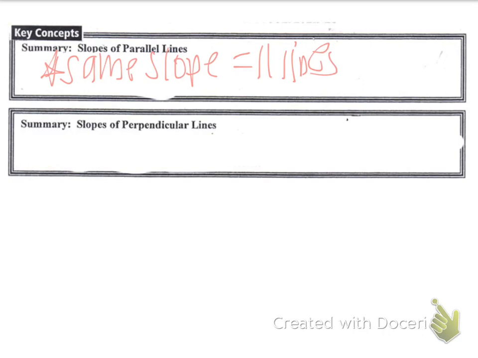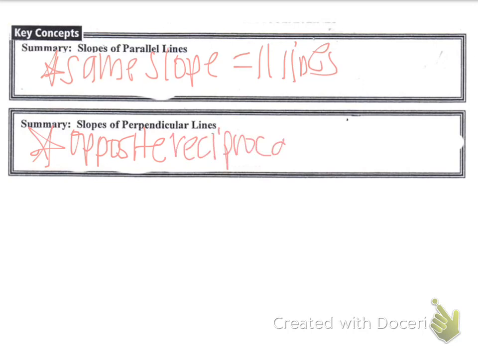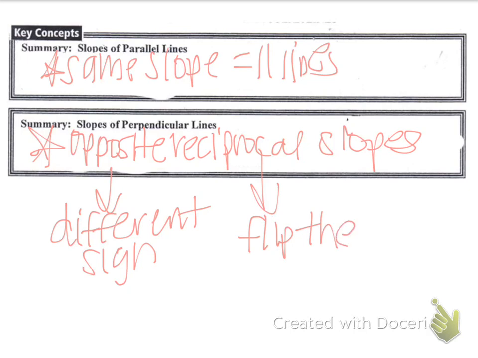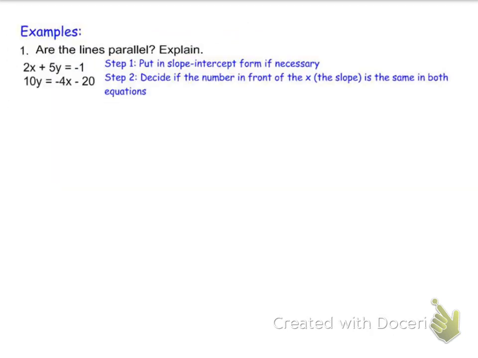If you have perpendicular lines, you're going to have opposite reciprocal slopes. So what that means is opposite means different sign. Reciprocal means flip your fraction. And if you don't have either of those, well then it's neither.